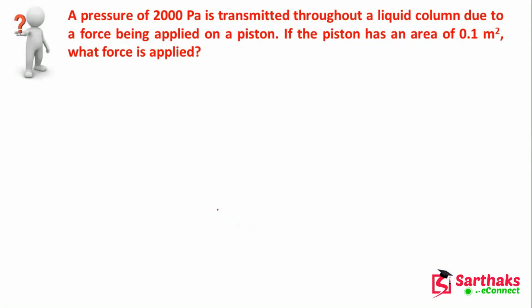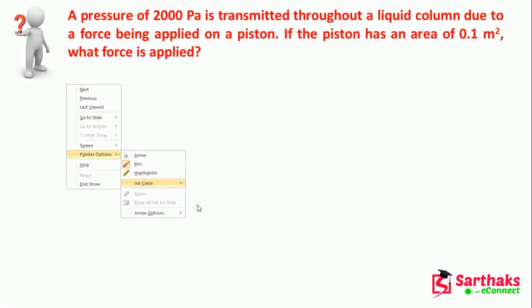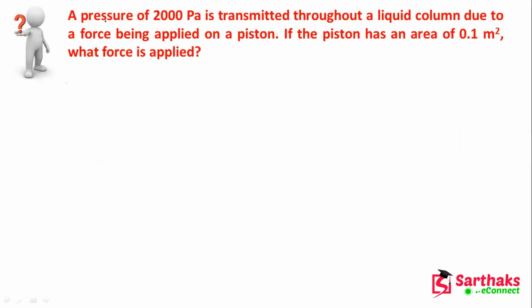Now, here in this numerical, it has been stated that they have given a pressure of 2000 Pascal that is transmitted throughout a liquid column due to a force being applied on a piston. Fine. If the piston has an area 0.1 meter square, then what force is applied? So let's solve this problem.